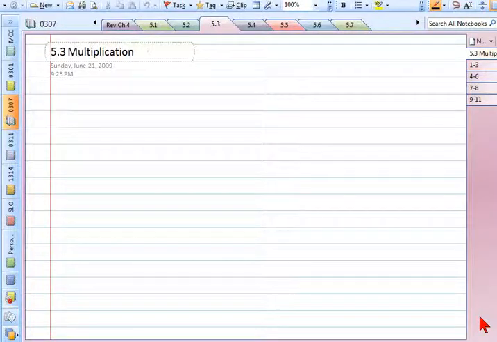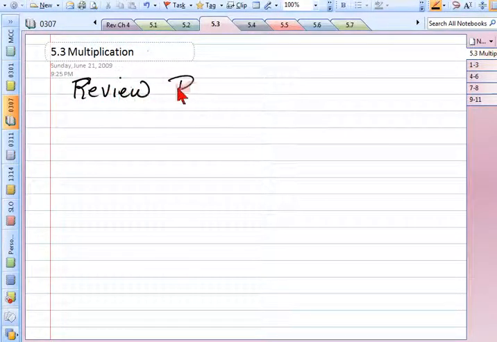Section 5.3 is going to be about multiplication. We know about polynomials. We know that to add or subtract polynomials, all we have to do is combine like terms. In order to do multiplication, we need to have a little bit of a reminder. So I'm going to say review the product rule.